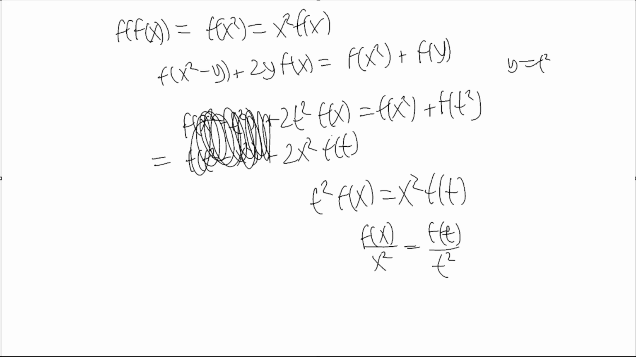Which means that because all these ratios are equal, they must be equal to some constant c. And then f of t is equal to ct squared for all t. And this even holds for t equals 0 because f of 0 is 0. And now we just plug this into our original functional equation to get c is 0, 1, or negative 1. And we finish the problem.